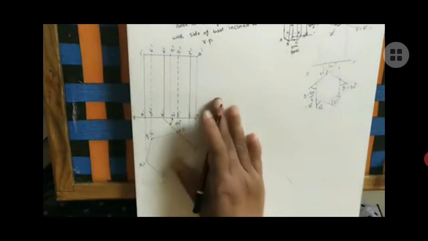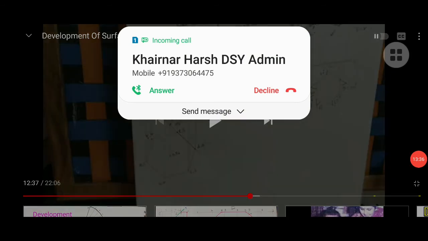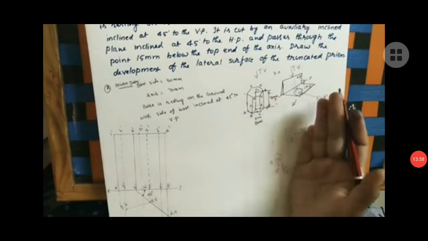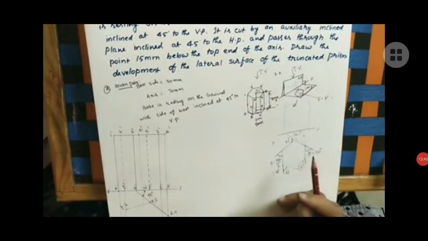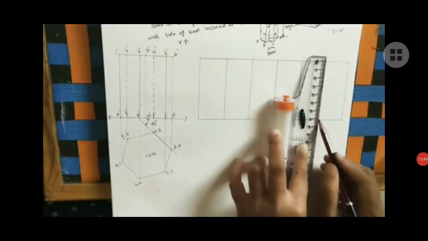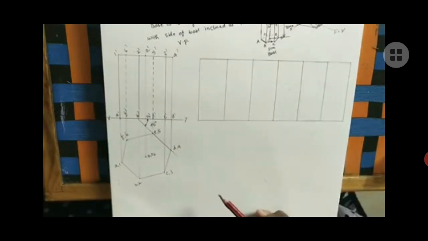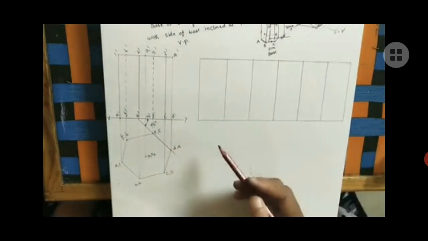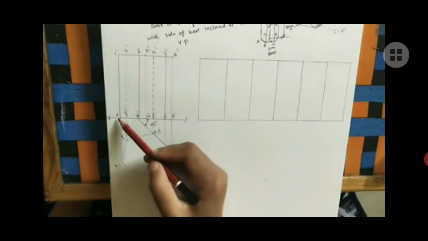Now this is the development of the prism. This is a hexagon. How do we mark it? Mark all these points. Take the 6 sides of the development of the prism, 1 2 3 4 5 6, and mark all the points.